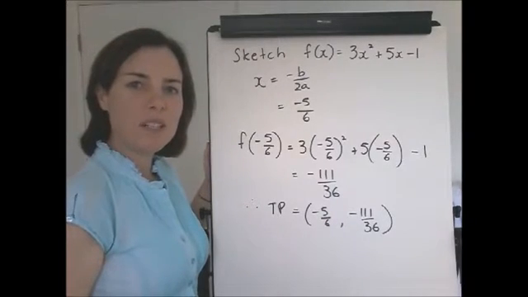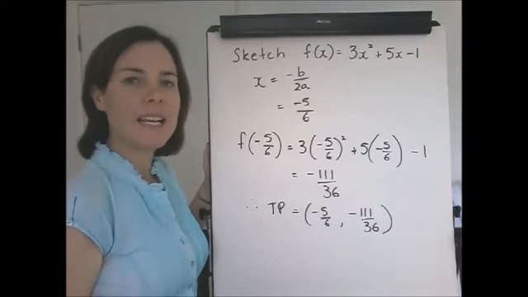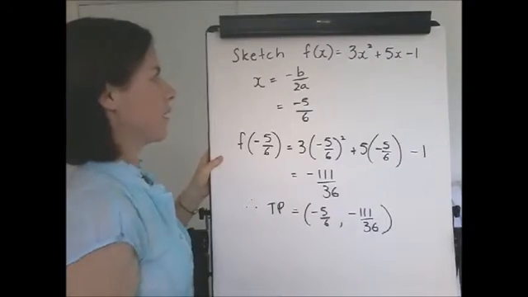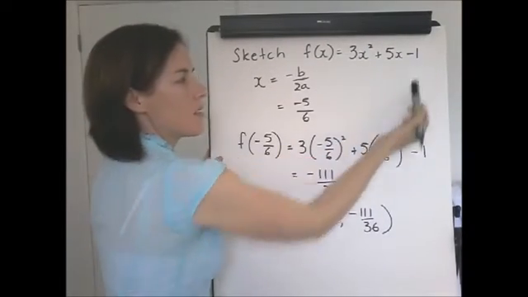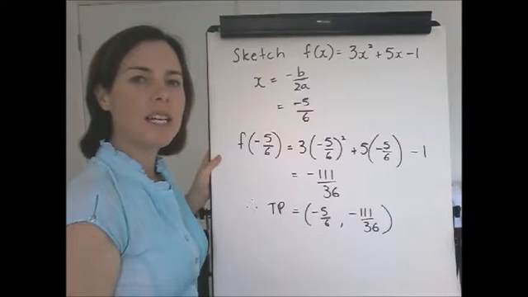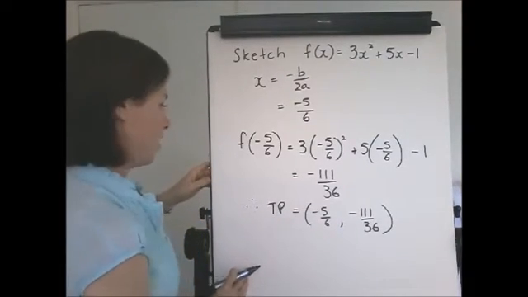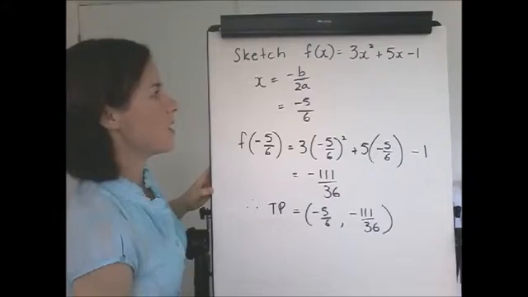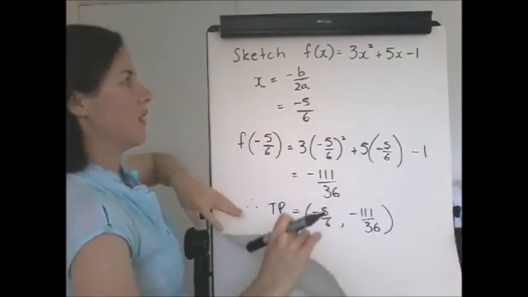So we've got the turning point. We now need any axis intercepts. The y-intercept is straightforward. It's negative 1. But I need to know any x-intercepts. So I shall use the quadratic formula to find those.